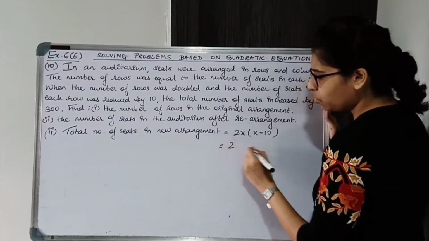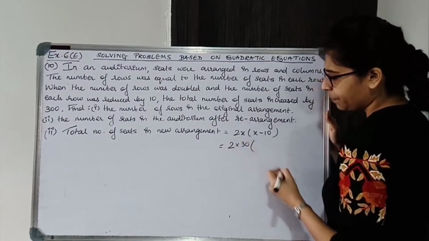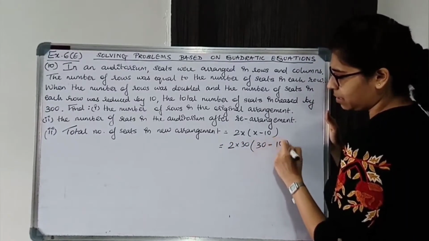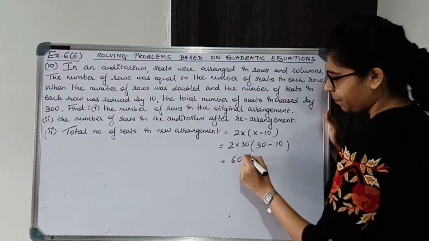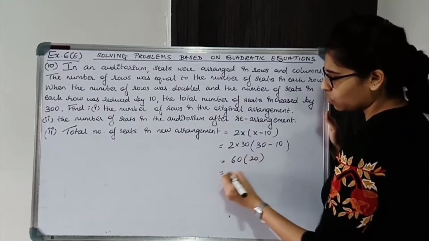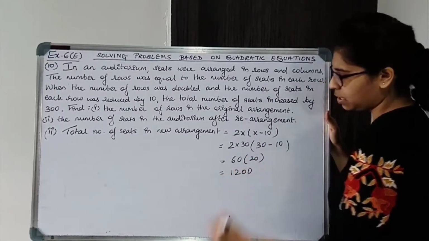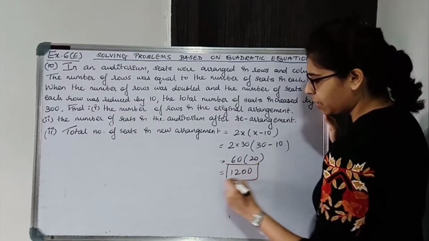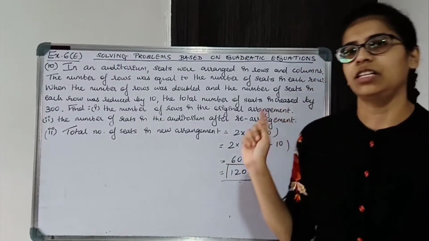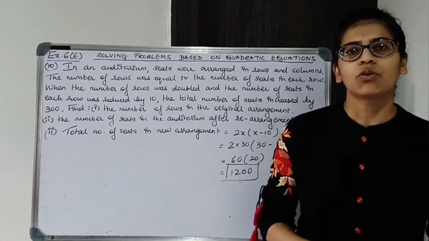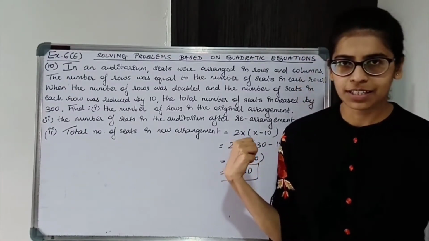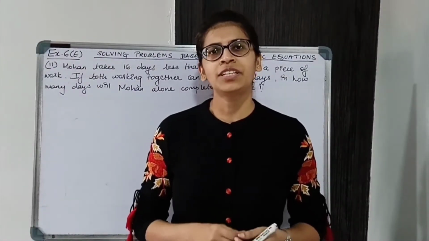So 2 into 30 and in the bracket 30 minus 10. So that is 60 into 20. So that gives 6 2s are 12 and zeros. So there are 1200 seats after rearrangement. Okay, so box the answer. All right, let's read the next question.